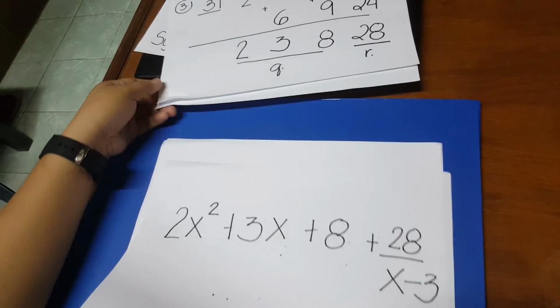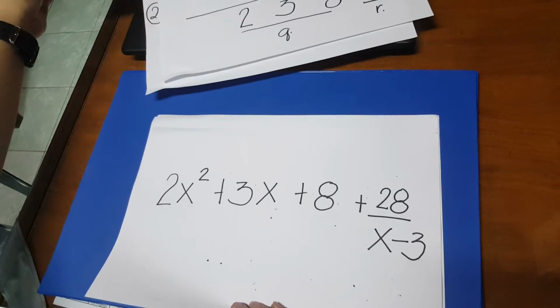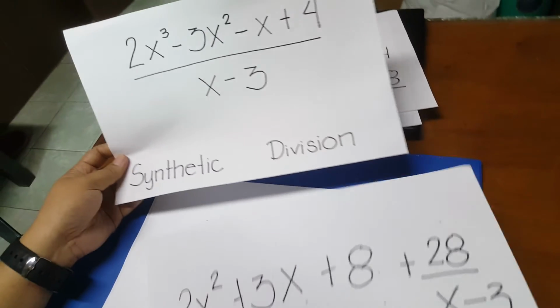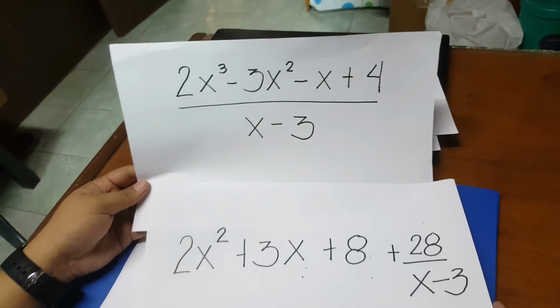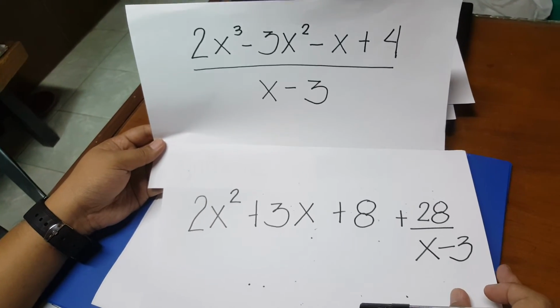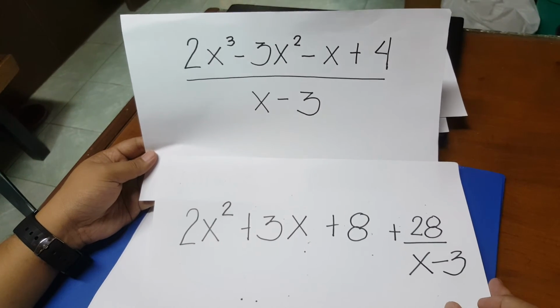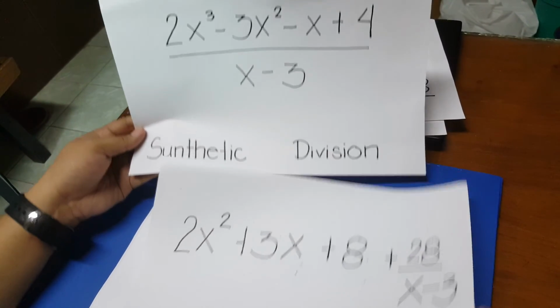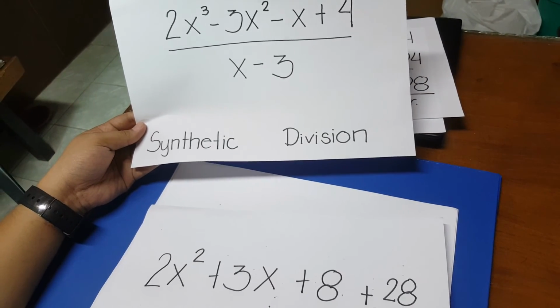So therefore, this is the quotient of dividing 2x cubed minus 3x squared minus x plus 4 divided by x minus 3 using synthetic division. That's all for today.